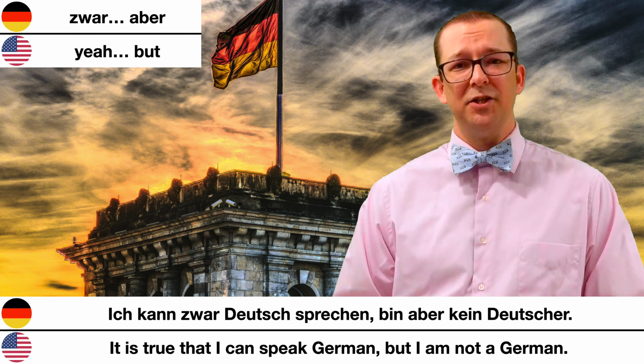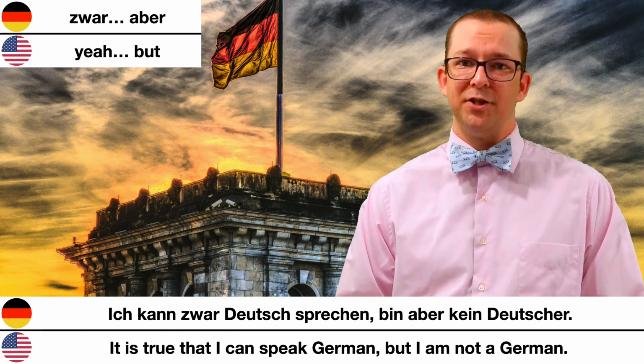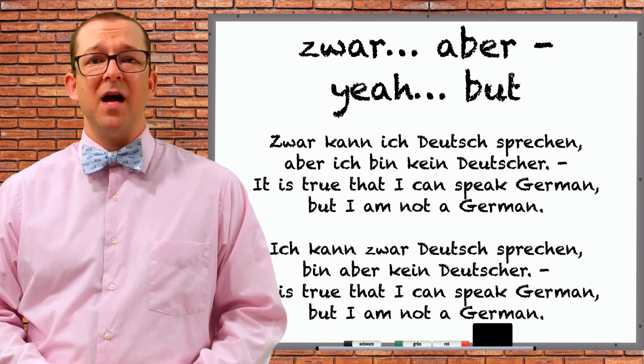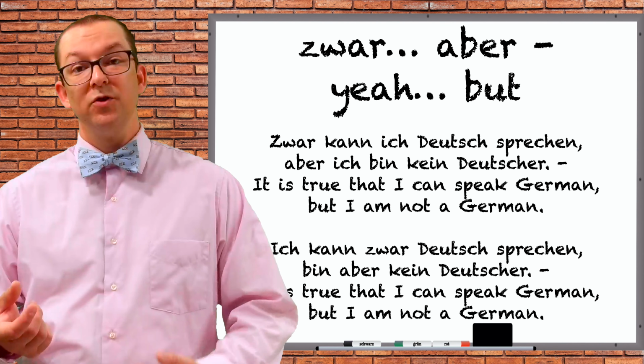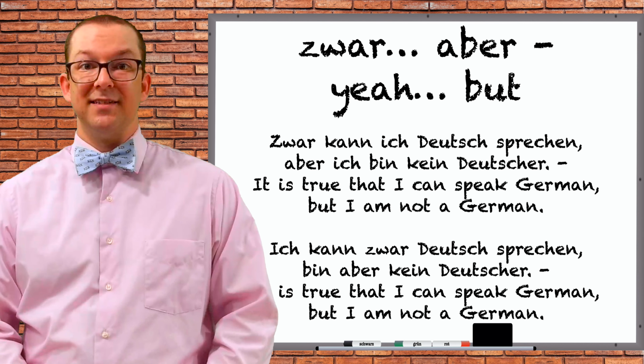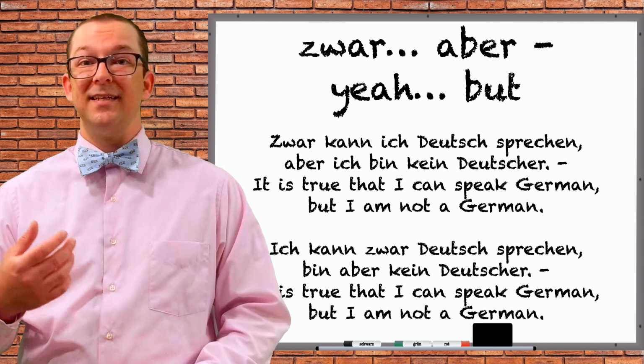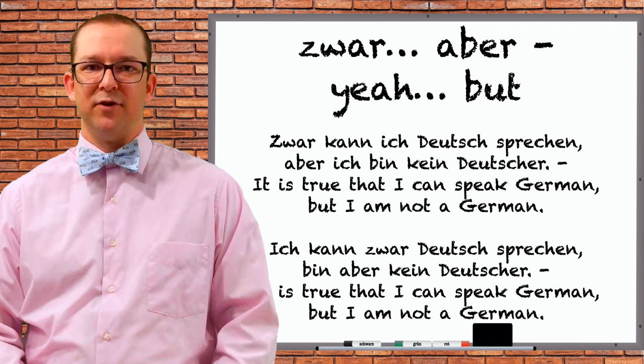Ich kann zwar Deutsch sprechen, bin aber kein Deutscher. It is true that I can speak German, but I'm not German. This time I move not only the word zwar, but also the word aber. This is not necessary, but again possible. Moving zwar or aber simply makes it a stylistic choice and has little difference on the meaning.